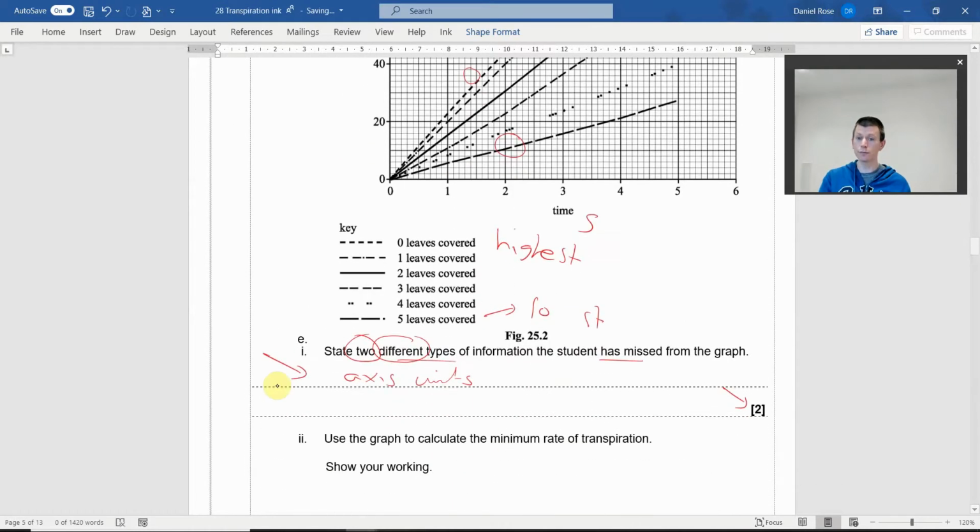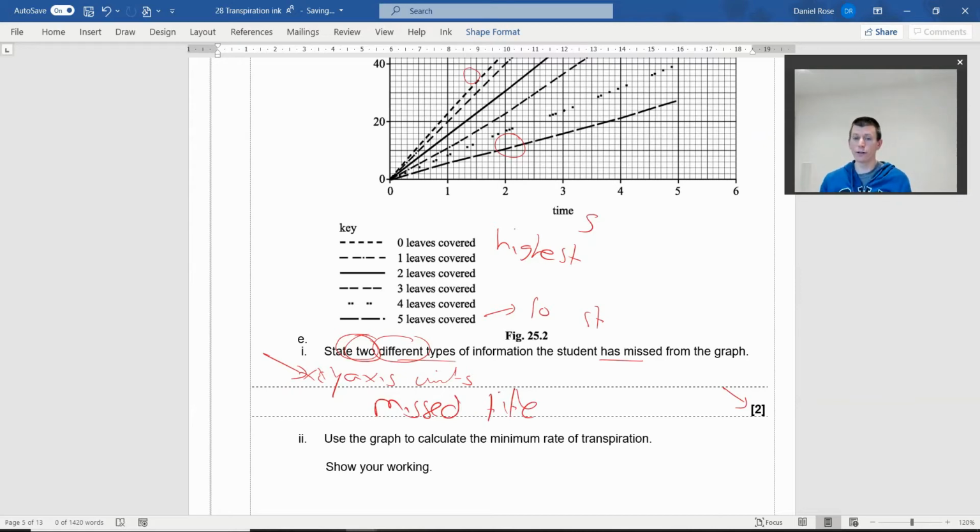So I've got to make a choice, because they've told me how many answers I can give. If I write this wrongly, my third answer could make my other answers incorrect. So I'm going to say they've missed out the X and Y axis units, and they've missed out the title. I've worded the X and Y axis just a little bit cleverly.